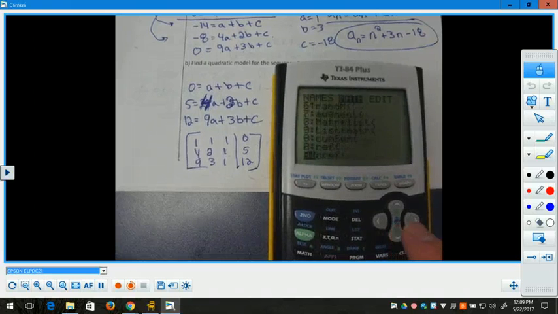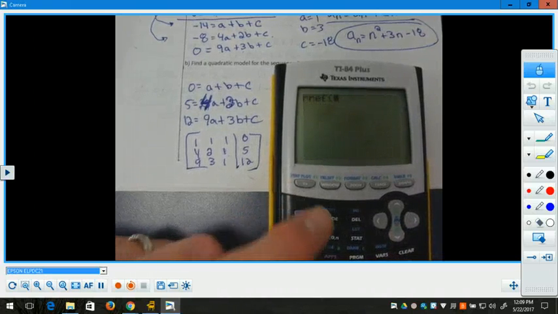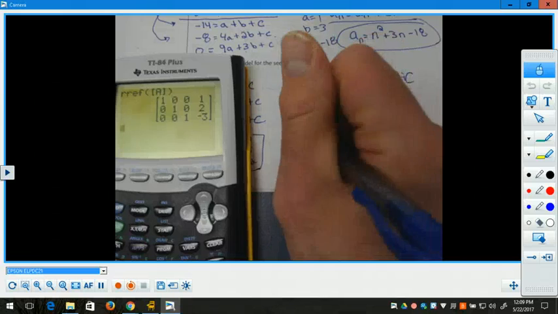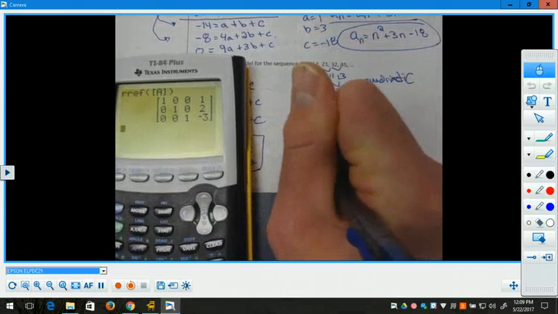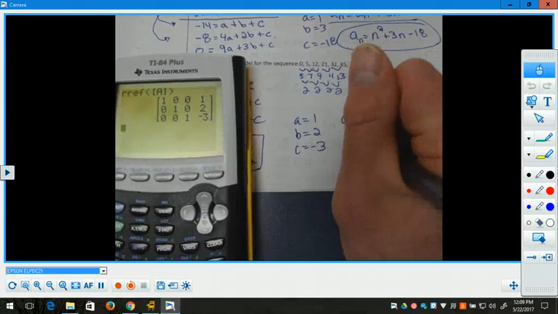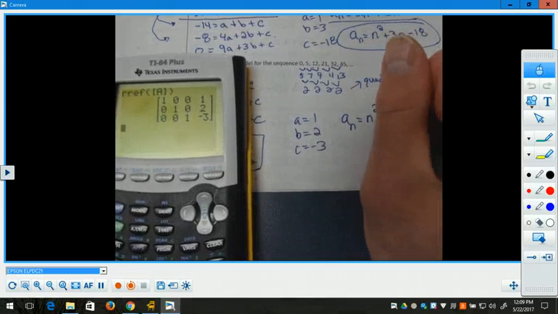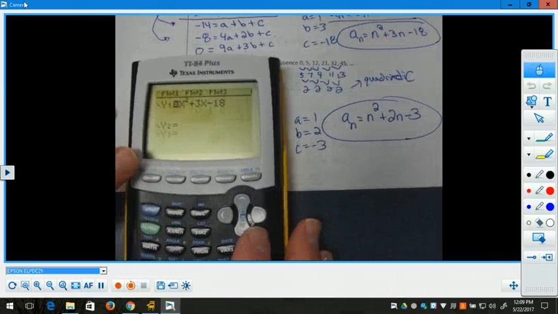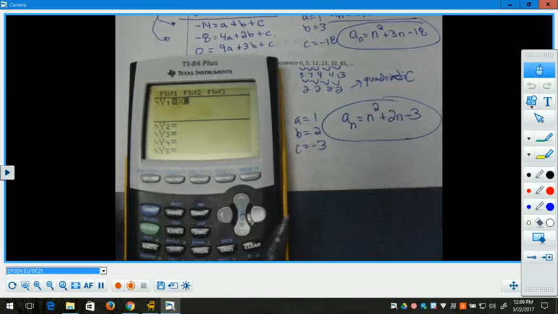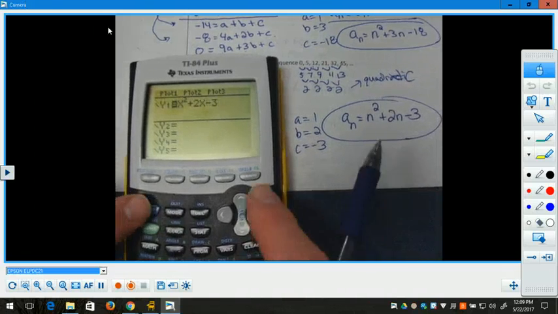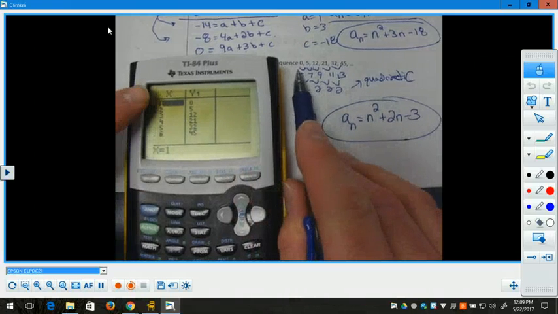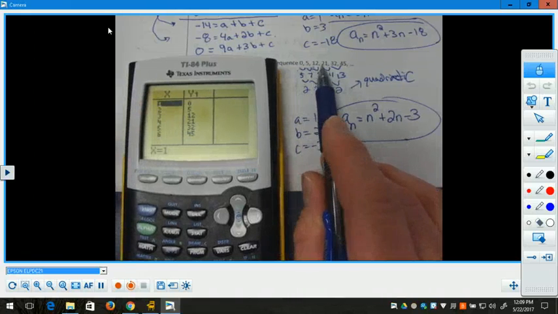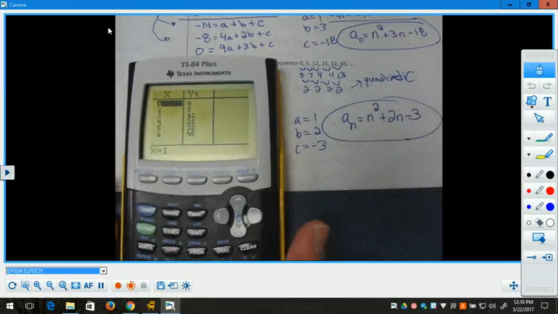I want to do row reduced echelon form, aka Gauss-Jordan, of matrix A, which gives me that A is 1, B is 2, and C is negative 3. So our equation, a sub n equals n squared plus 2n minus 3. We can, again, double check that by putting the explicit rule into the calculator, x squared plus 2x minus 3, going to our table, and we should see for inputs of 1 through 6, the position 1 through 6, outputs of 0, 5, 12, 21, 32, and 45.